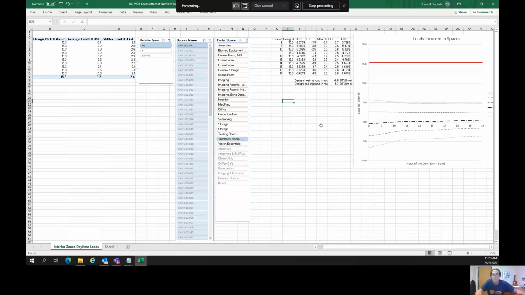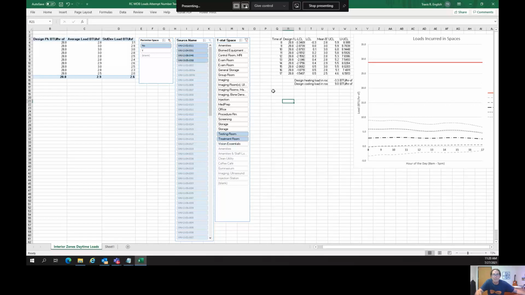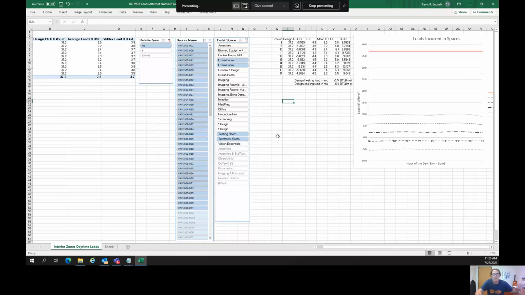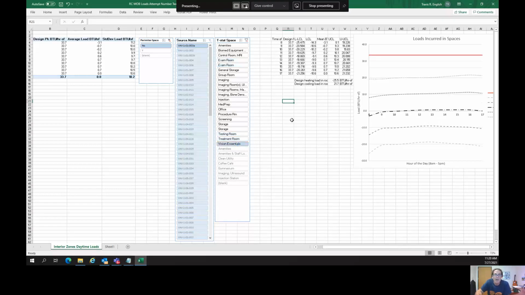Here's a treatment room. We just had one of those. Maybe we'd lump treatment and testing. If you lump treatment and testing and exam all together, then you wind up with a pretty good population of rooms here, and the number's about the same, right? 10.1. Vision Essentials is essentially a shop. That's retail. Yeah, and we see some higher loads in there. So 22.